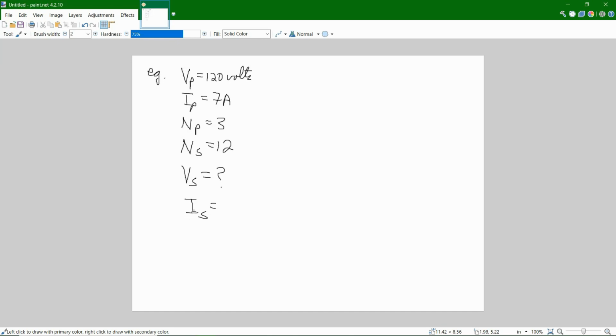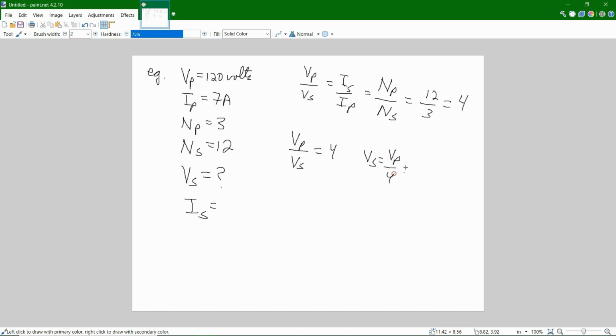Anyways, so I want to solve for VS. Well, I have the turns, so I'm going to use that one. Let's write it again. VP over VS equals IS over IP equals NP over NS. So my turn ratio, 12 over 3 equals 4. So that's good. So I know that VP over VS equals 4. So VS equals VP over 4, which is 120 over 4, which is 30 volts. So this is a step down transformer. This example is a step-down transformer because the voltage has gone down.